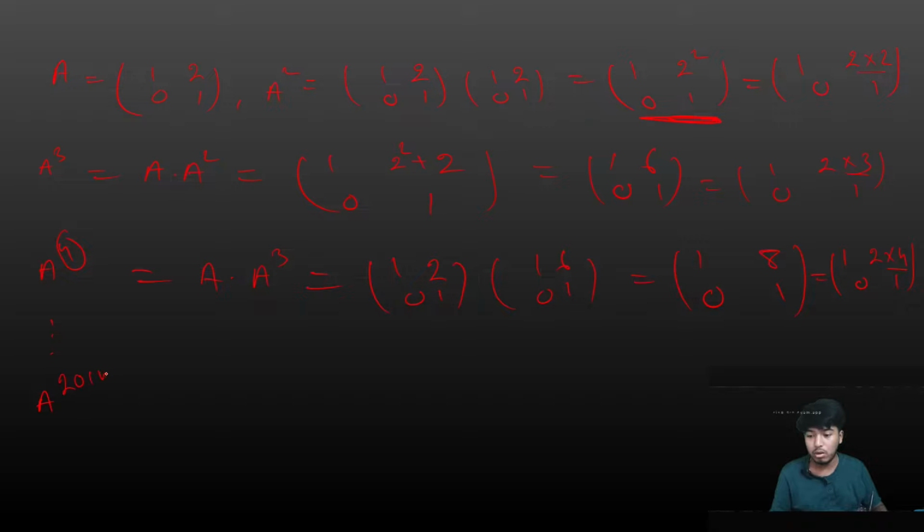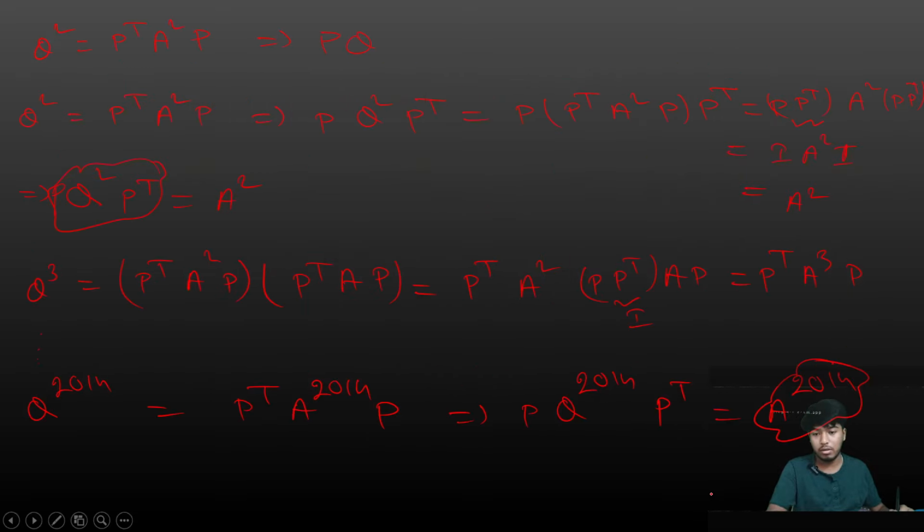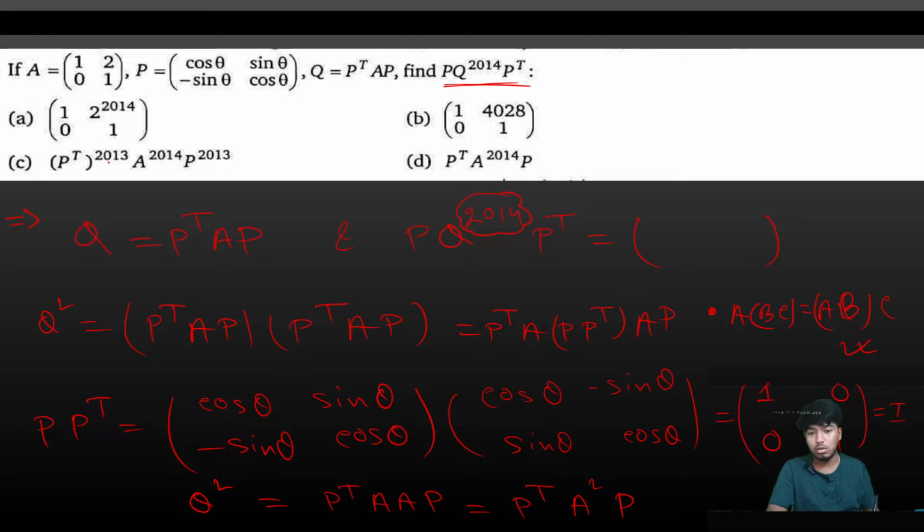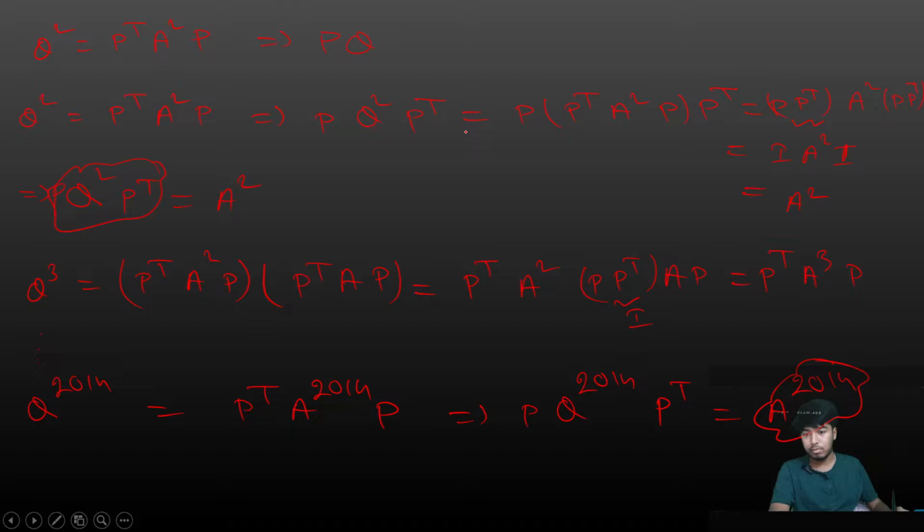The pattern is A to the power 2014 is nothing but [1, 2 times 2014; 0, 1]. That is [1, 4028; 0, 1]. 4028 is our answer. Option number B is true.